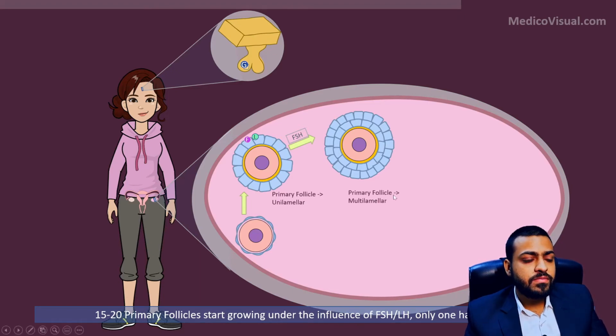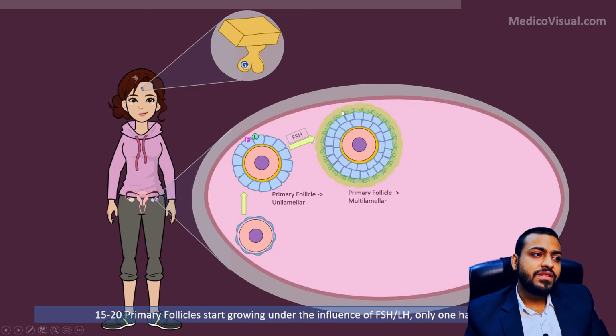So now this primary follicle is no more unilaminar, it has now become a multilamellar primary follicle. Lamellar or lamella means layer, so it has multiple layers of follicular cells, so it is a primary follicle that is multilamellar.